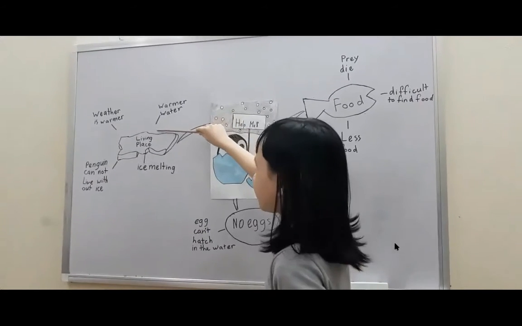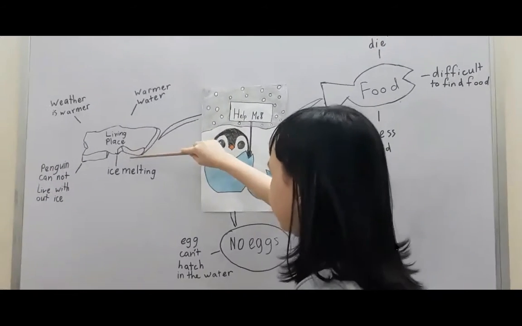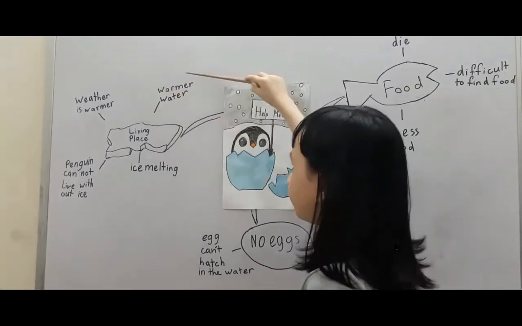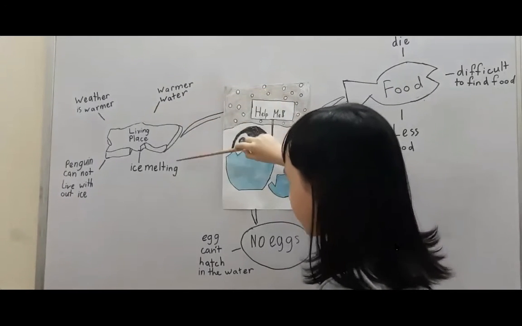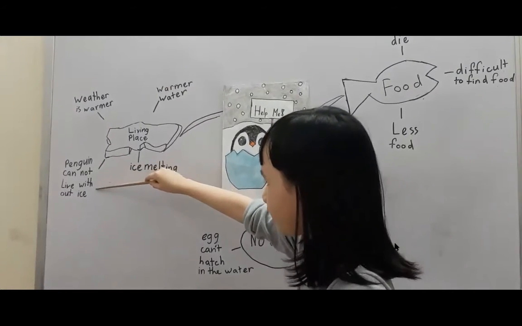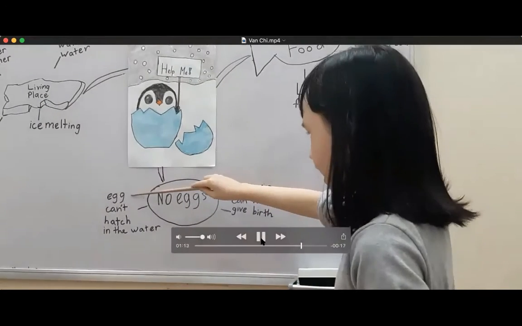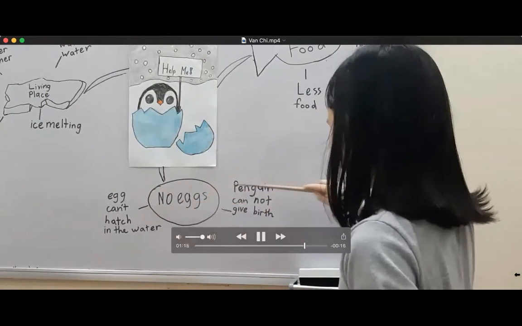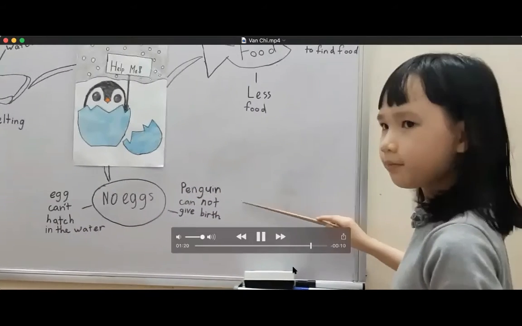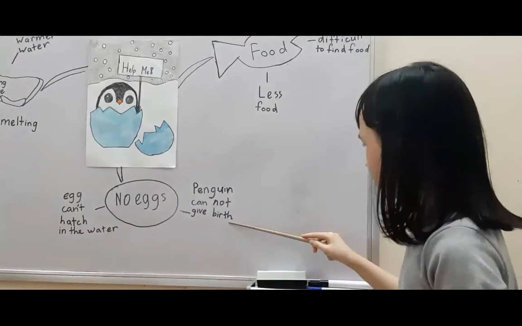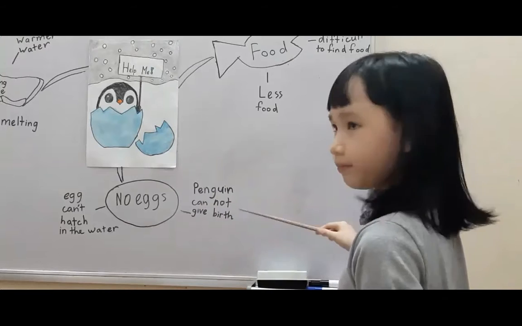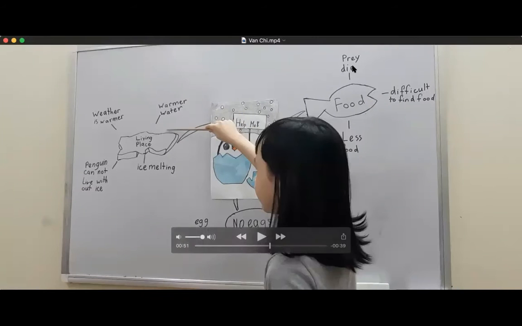Penguins live on ice, but this ice is melting because of the weather. Ice turns to water, and penguins cannot keep their eggs because they can't hide in water. And penguins cannot give birth in the water too. So we need to protect penguins from climate change. Bye-bye, thank you.